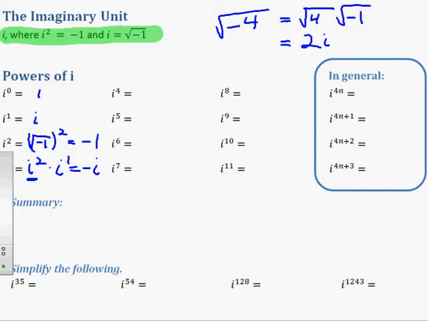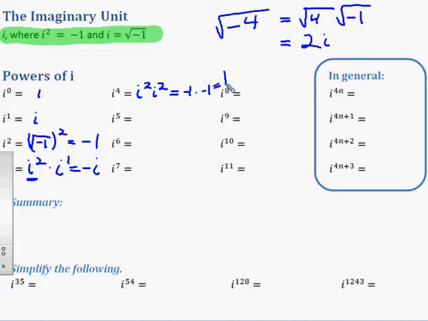So let's go to i to the 4th. Well, i to the 4th, we're going to rewrite that in a different way. i to the 4th we can write as i squared times i squared, using our rules for exponents. i squared times i squared is negative 1 times negative 1, which is just 1. So i to the 4th, as we work through that, that's just 1.